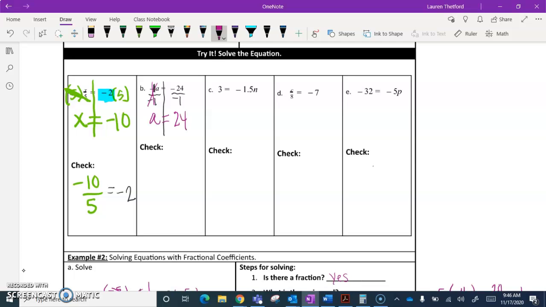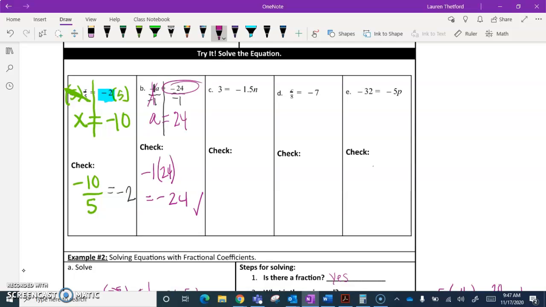I'm going to plug this in, and I'm going to do negative 1 times 24. And if I did this correctly, it should equal this half of my equation. Negative 1 times 24 equals negative 24, so we know that we got that right.